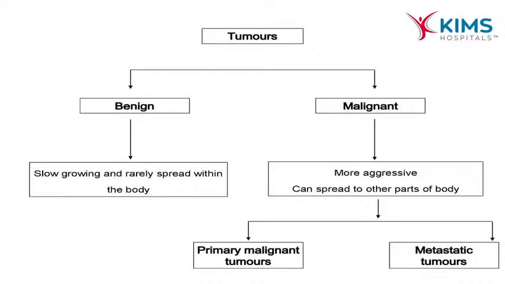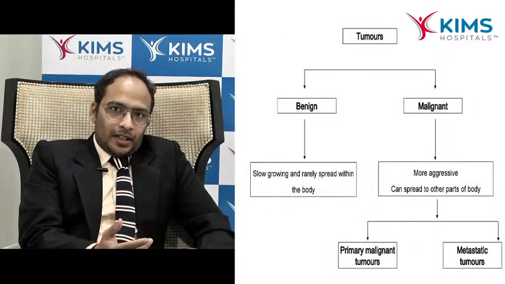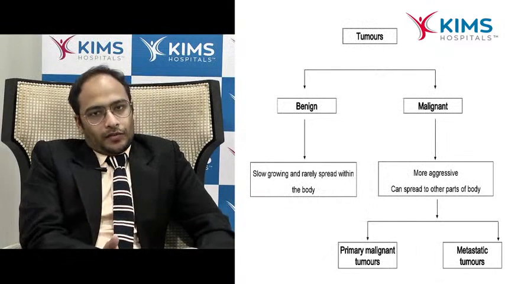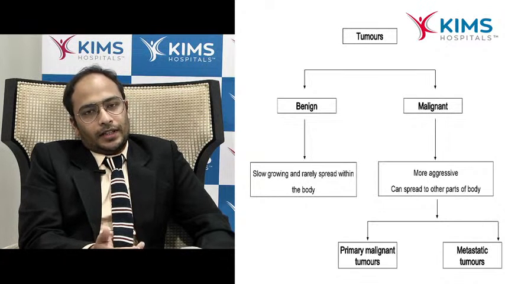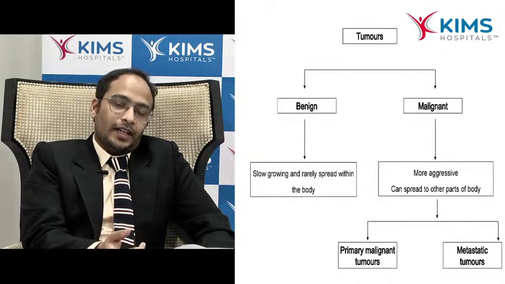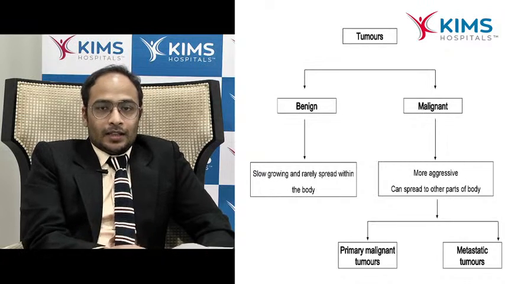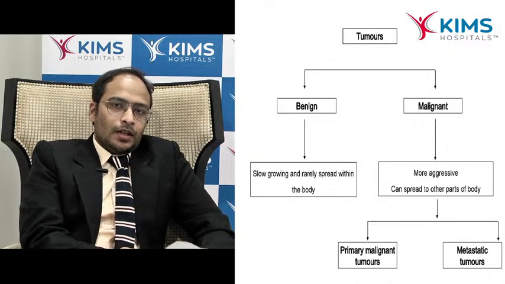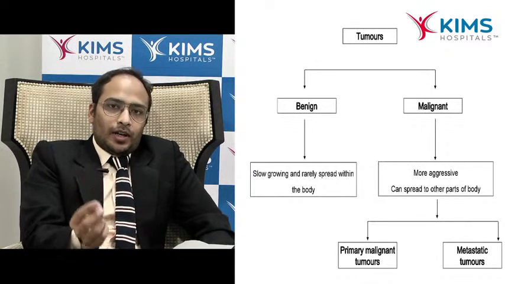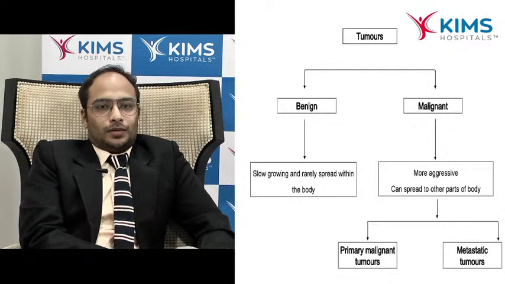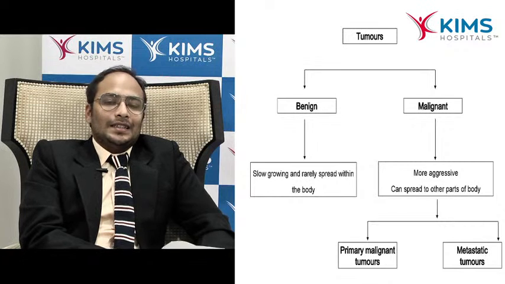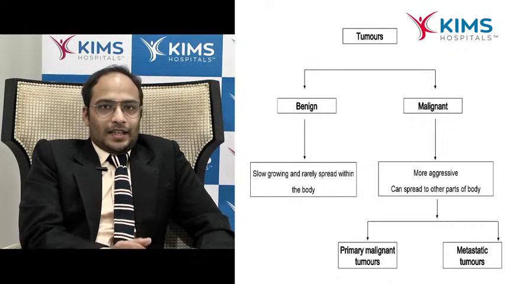Now when you talk about metastatic tumors, the tumor primarily is in some other organ of the body. It can be the thyroid gland, the liver, a lung, the prostate, the breast, or anywhere else. That is where the primary origin is. Once the tumor starts in that part of the body, there is a high likelihood that it can spread to your bones, and that is where metastatic lesions are very necessary to be diagnosed.